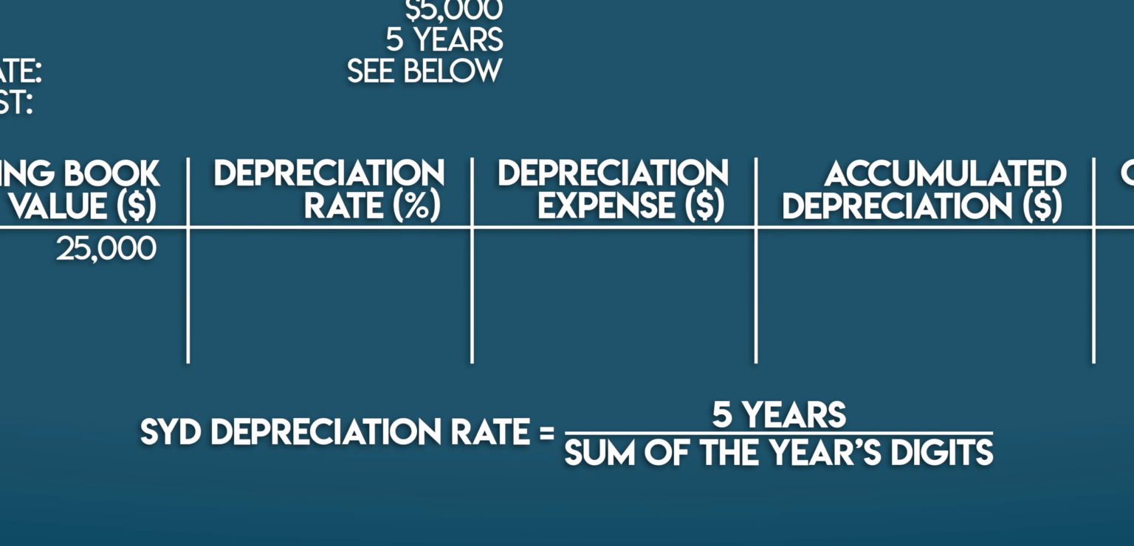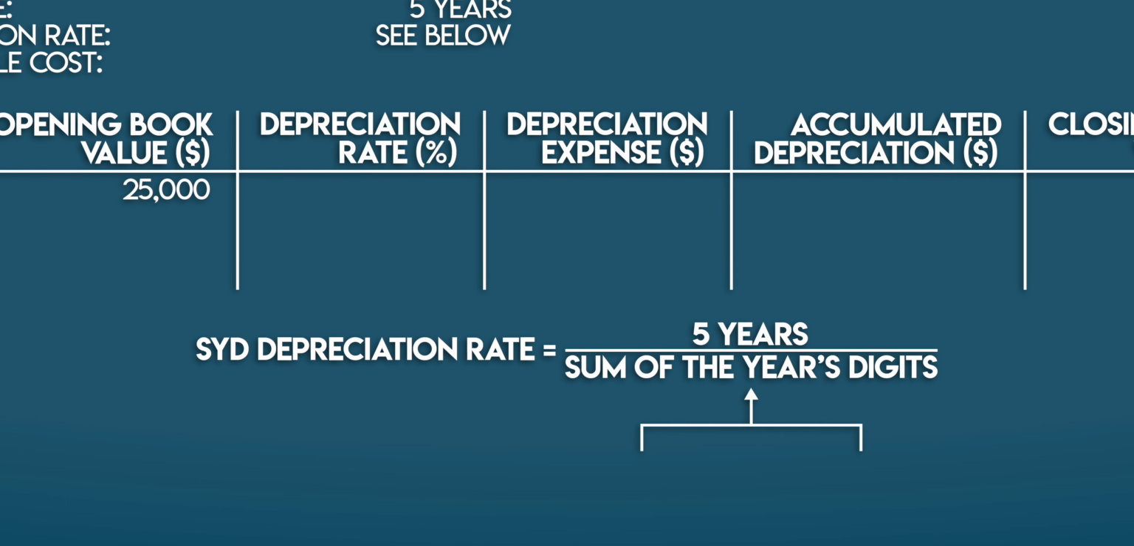We're after the sum of the year's digits, so all we need to do is add up each year of your solar panel's 5-year useful life, so 5 plus 4 plus 3 plus 2 plus 1, which is 15 years. Seriously, that's all there is to it. Now for the short way.